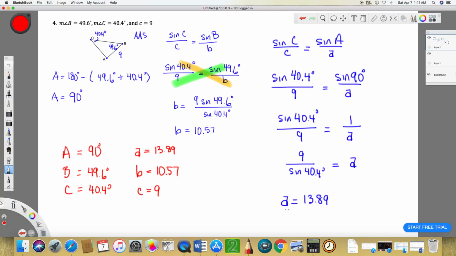So we're done. We found the missing information, the missing 3 pieces. So we have solved the triangle.